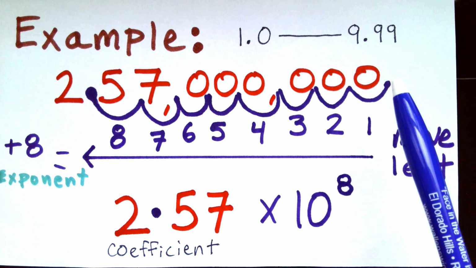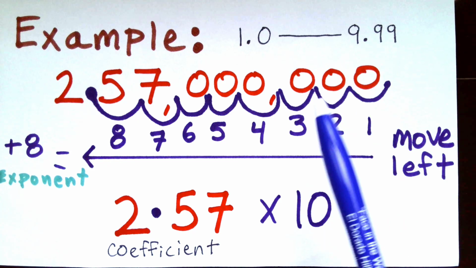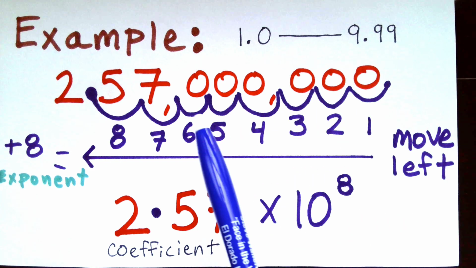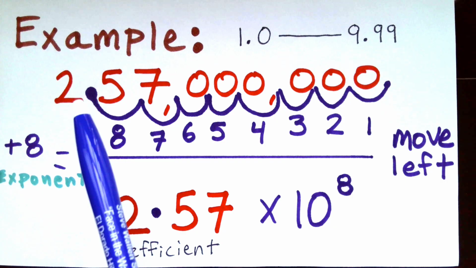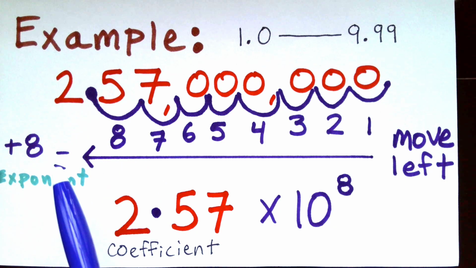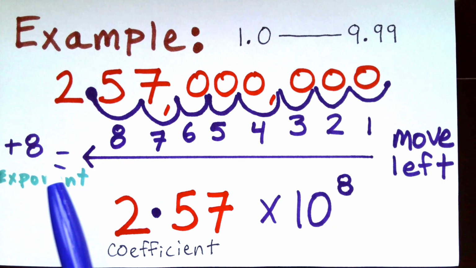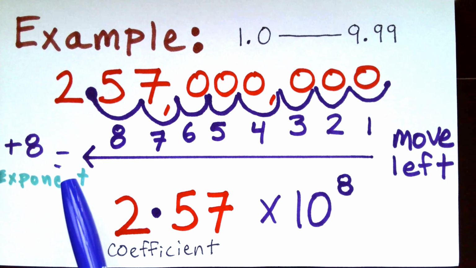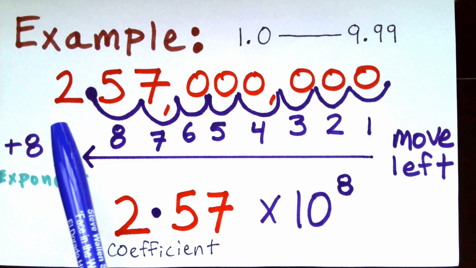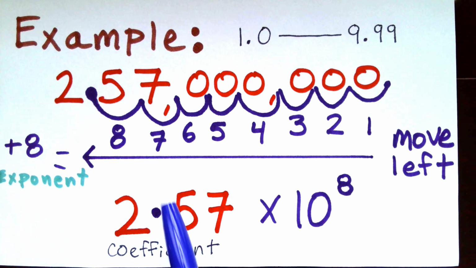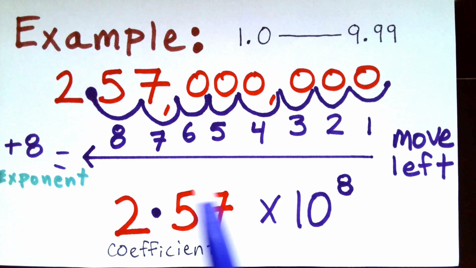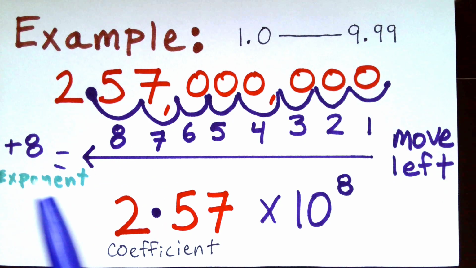Well, how many times did I move it to the left? Well, 1, 2, 3, 4, 5, 6, 7, 8. I moved it 8 times. And again, if you move that decimal to the left, you're going to add on a positive exponential value to that power of 10. So my new coefficient is 2.57 times 10 to the positive 8 value.